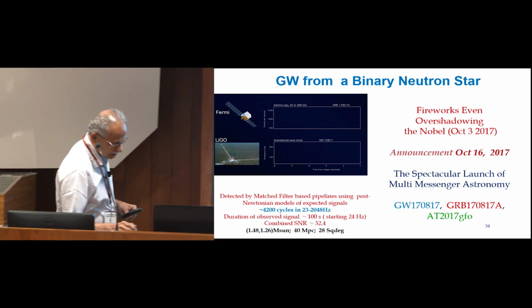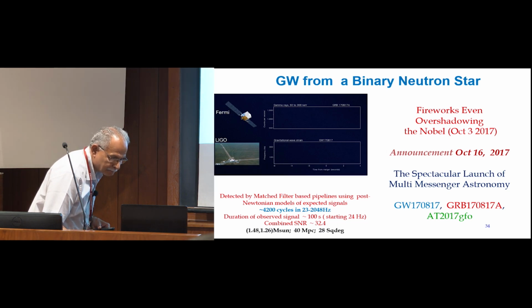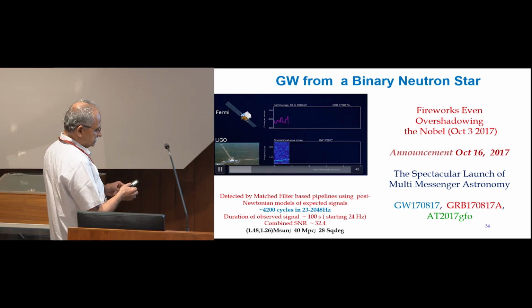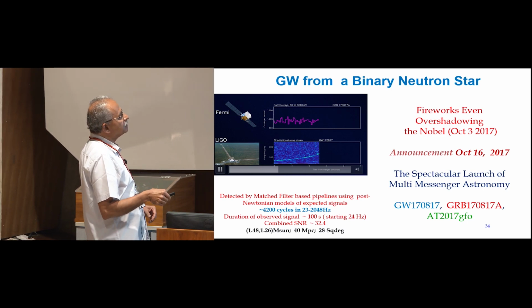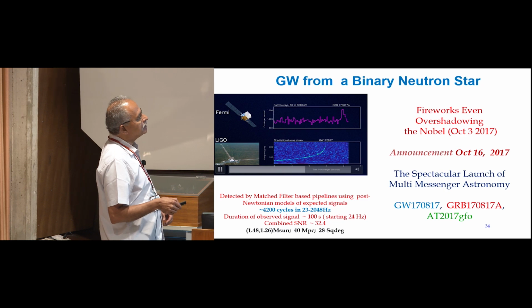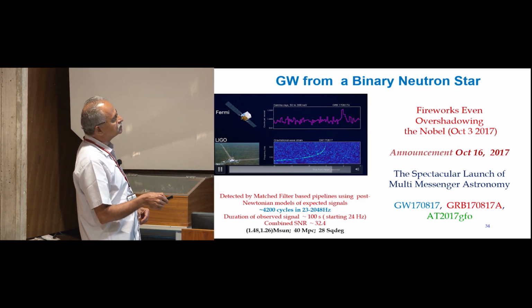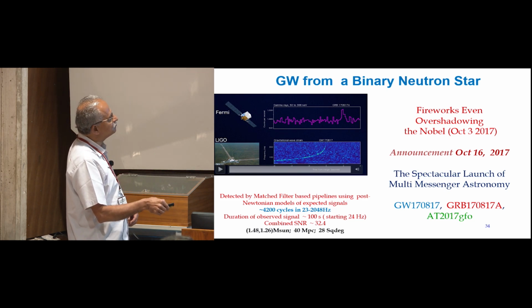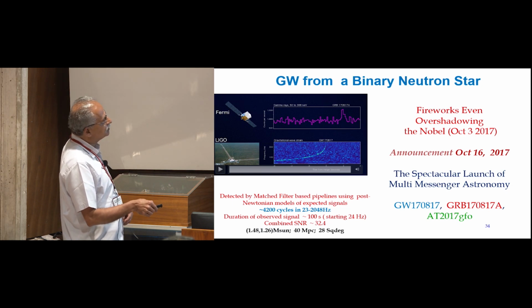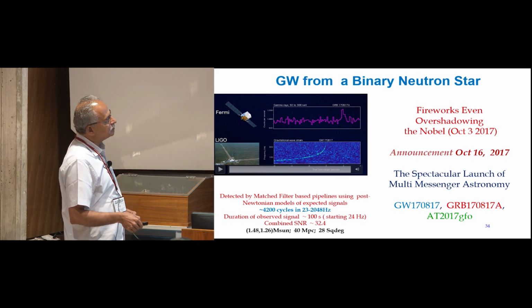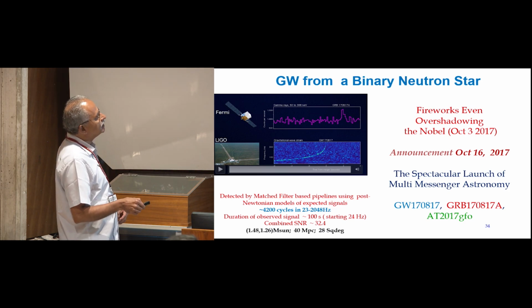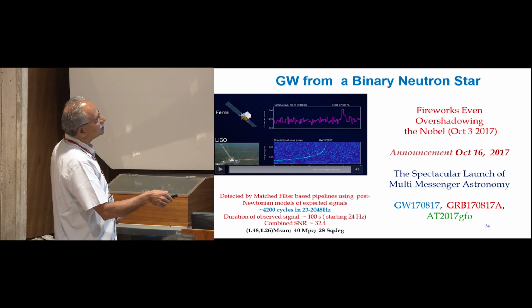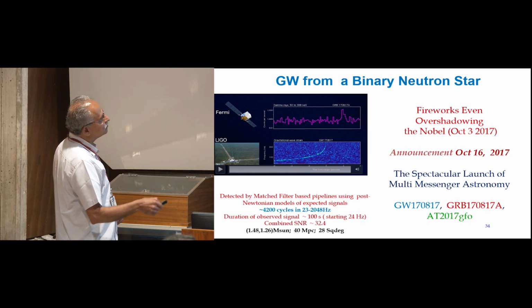And this was really something spectacular. What is shown here, for example, is the gravitational waveform. Again, it was detected by using the matched filter idea. It used the models which me and my French colleagues had calculated, and you saw that it lasted for a long time. So we see the early inspiral and then the ramping up where it merges.